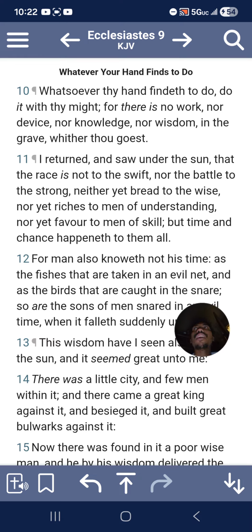It tells you in the Psalms that there's no praise of the Lord in the grave. You can't do the work once you're gone. Once you transition, that's it. So while you're alive today, do the work. Do what the Lord assigned you to do. Do what the Lord put on your spirit to do. Whatsoever thy hand findeth to do, do it with all thy might, for there is no work, nor device, nor knowledge, nor wisdom in the grave whither thou goest.